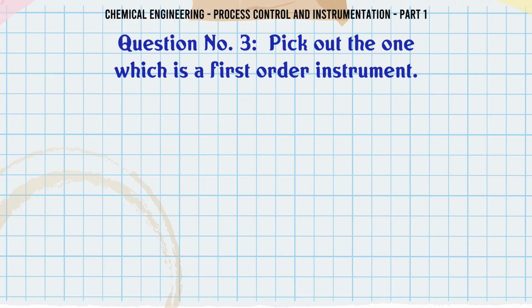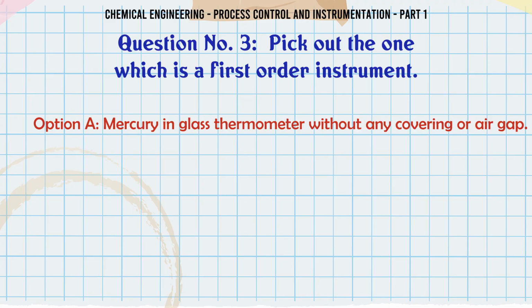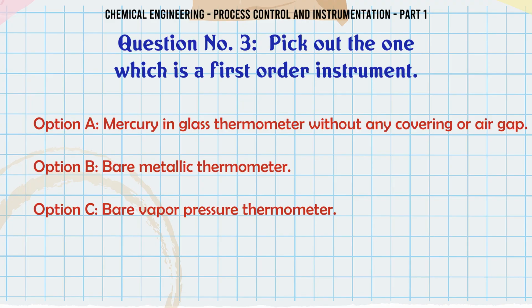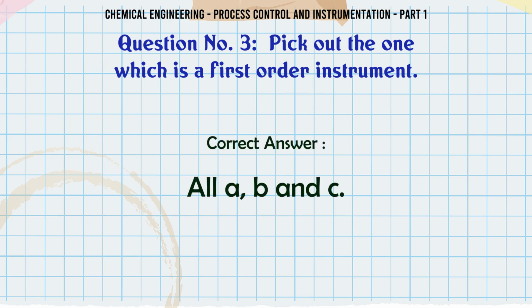Pick out the one which is a first-order instrument. A. Mercury in glass thermometer without any covering or air gap. B. Bare metallic thermometer. C. Bare vapor pressure thermometer. D. All A, B, and C. The correct answer is all A, B, and C.